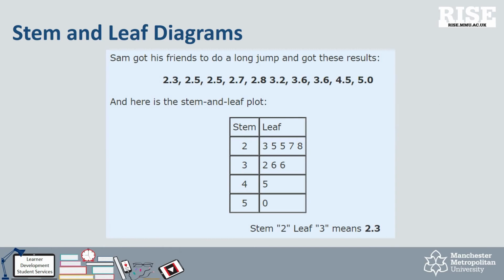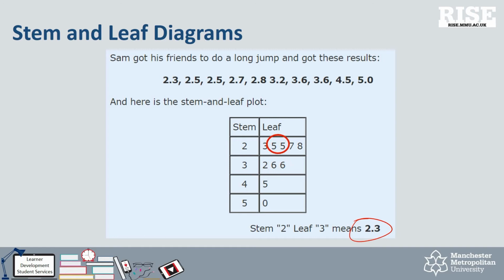Have a look at this one. Sam got his friends to do a long jump and got these results: 2.3, 2.5, and so on. Here's the stem and leaf. We have a stem of 2 and a leaf of 3. Here, that denotes 2.3, not 23 as before. So using a key alongside a stem and leaf diagram is absolutely crucial. The reader needs to know how to read the information and interpret it from the table.